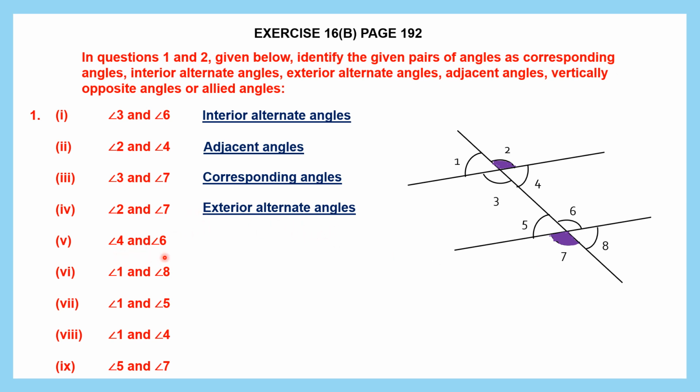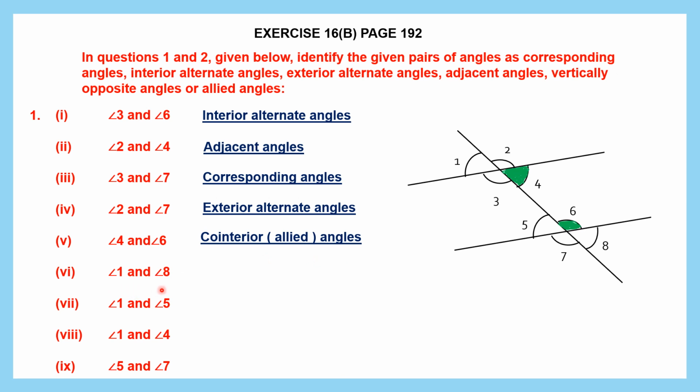Then let's look at angle 4 and 6. Angle 4 is here and angle 6 is here. Now can you see these two angles are inside. They are both inside and they are both on the same side. So they are called co-interior angles. Both are inside. They are called co-interior or allied angles. So co-interior or allied angles.